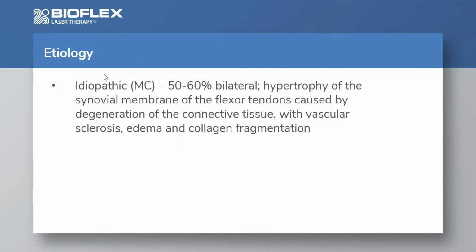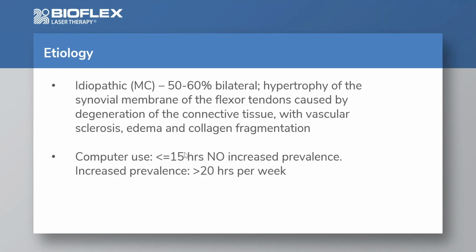Idiopathic form is the most common form, and it can be bilateral. Up to 50% of cases can be bilateral. There can be hypertrophy of the synovial membrane of the flexor tendons, and this can cause degeneration of the connective tissue and cause vascular sclerosis and swelling, edema, and breakdown of collagen as well.